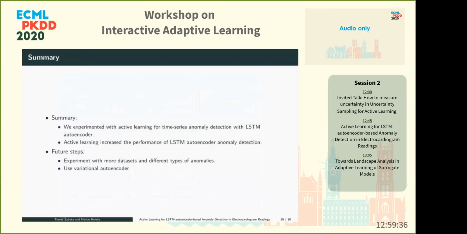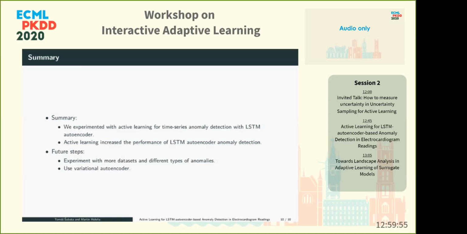So let's sum it up. We experimented with active learning for time series anomaly detection with LSTM autoencoder, and we showed that in our case, the active learning increased the performance of the LSTM autoencoder anomaly detection quite a lot.